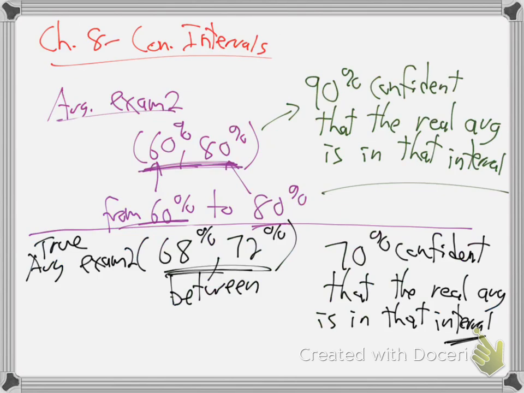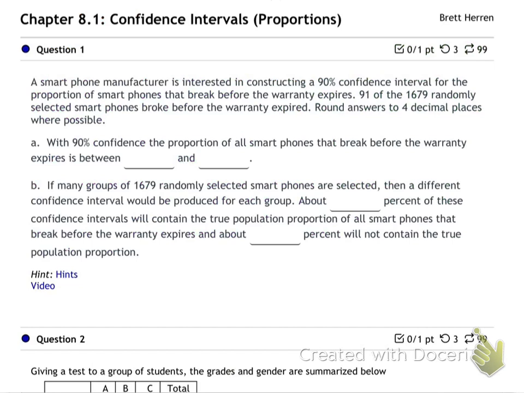All right, so let's do some actual homework now. So there it is. A smartphone manufacturer, not as exciting as a new manufacturer, but a smartphone manufacturer is interested in constructing a 90% confidence interval for the proportion of smartphones that break before the warranty. So what portion break before the warranty? 91 of the 1679 randomly selected smartphones broke before the warranty expired. So what can we say about that?